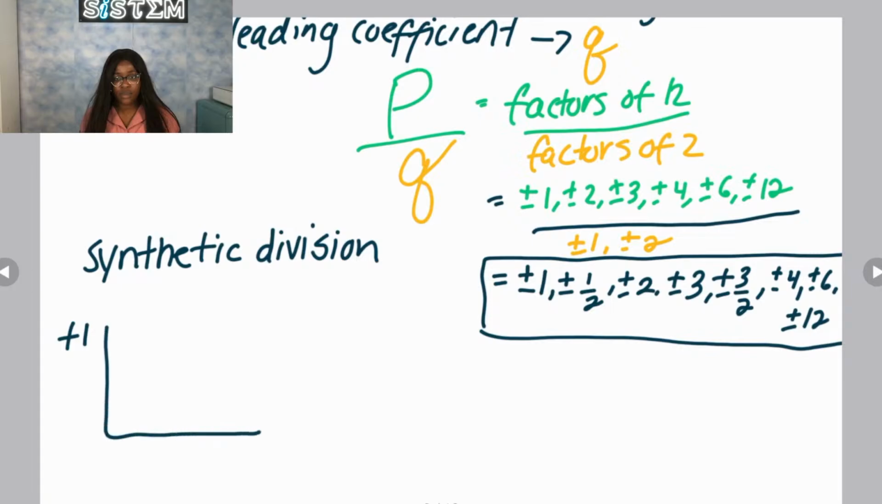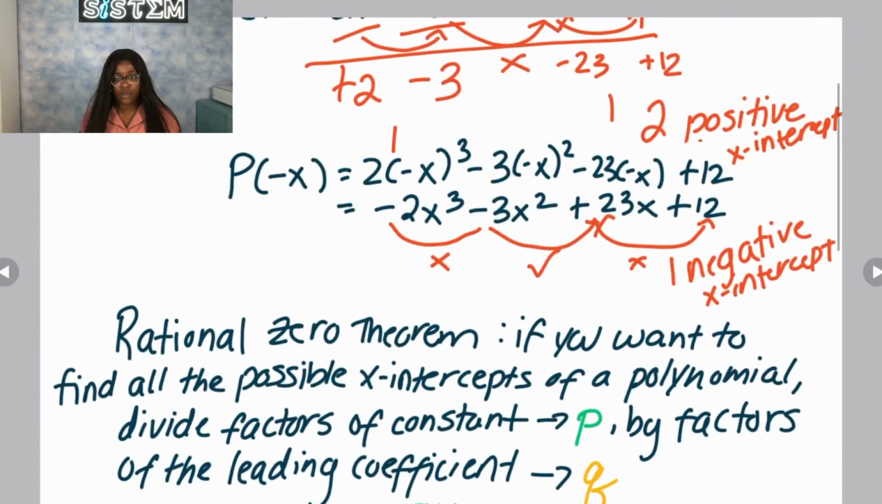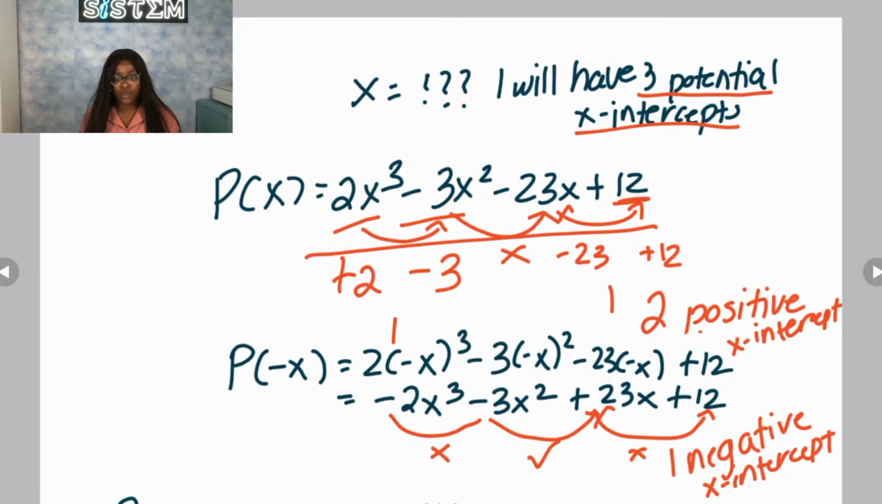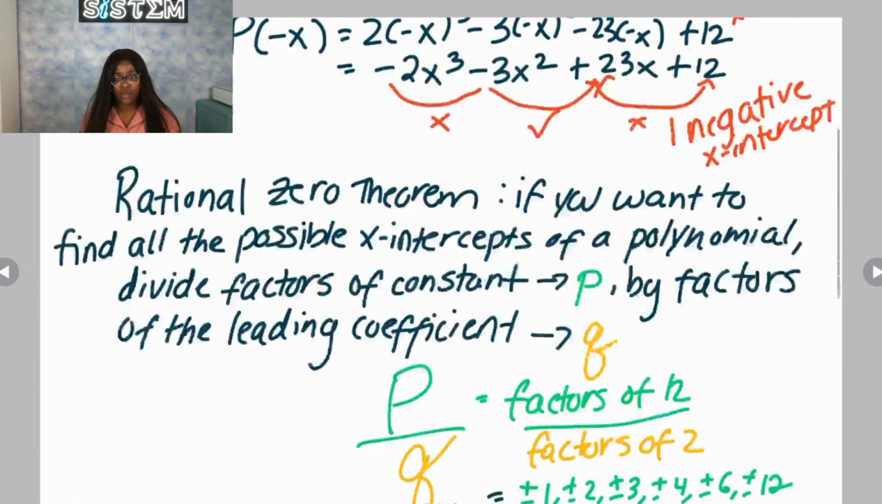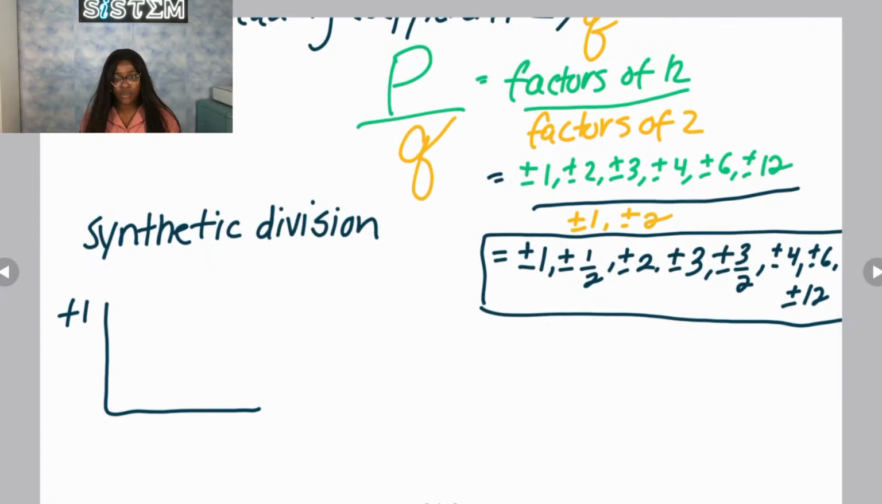And at the very top here, all you're going to do is put your coefficients from your problem. So don't forget, our problem is this. We have a 2, that's one of our coefficients. We have a -3, we have a -23, and we have a +12. So I'm going to take my 2, my -3, my -23, and my +12 and put them in my synthetic division problem. I'll make this longer.